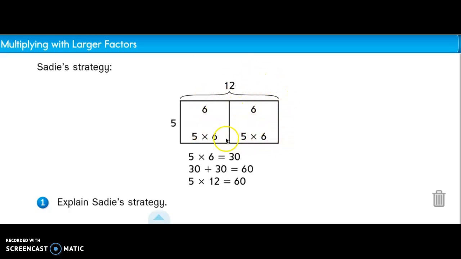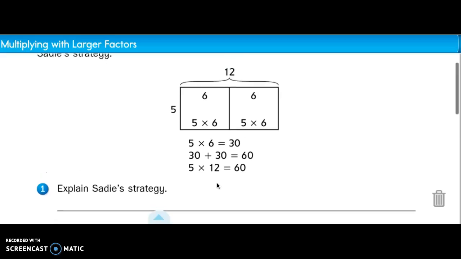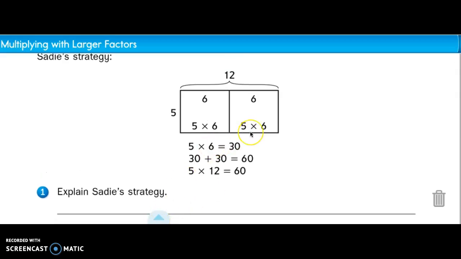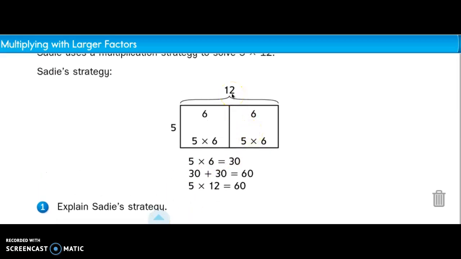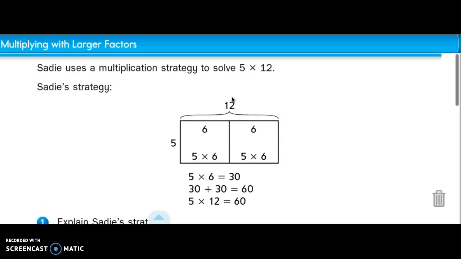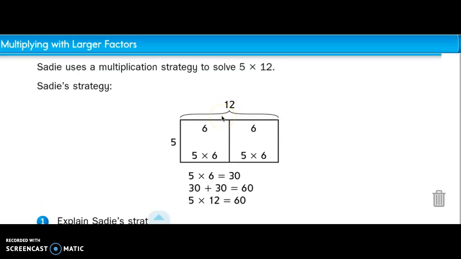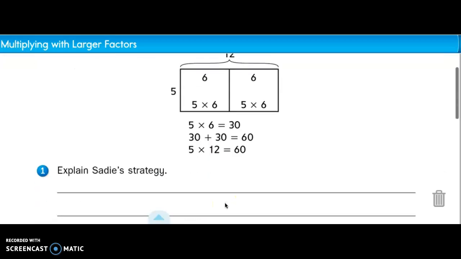So basically, they want us to write down what her strategy was. As you can see, she took the 12. 12 is an even number, so we can use doubling. Remember the doubling where we cut it in half? So she cut 12 in half and made it 6 and 6. Then she said 5 times 6 and 5 times 6 equals 30. Then she took 30 and 30 and added them together. So now she knows that 5 times 12 is 60.